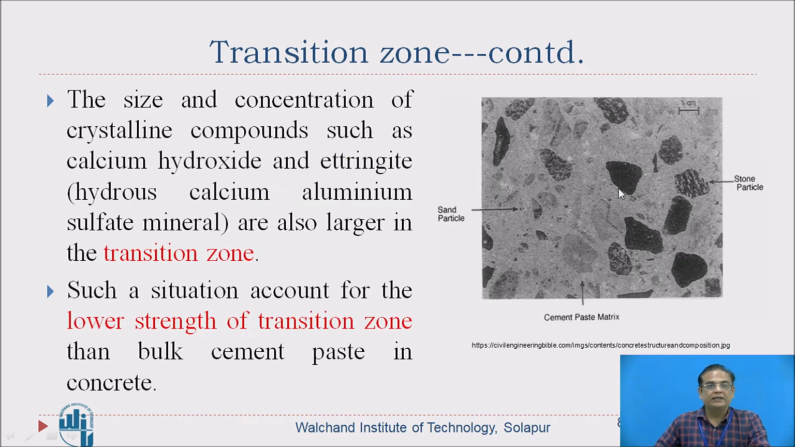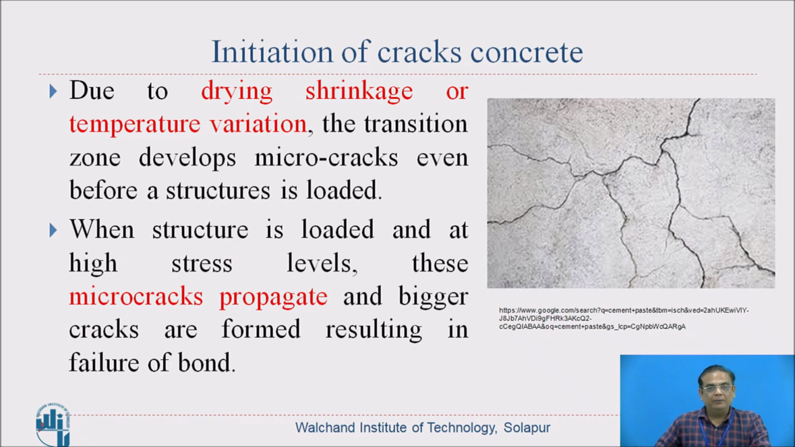The size and concentration of crystalline compounds such as calcium hydroxide and ettringite, which is hydrous calcium aluminate sulfate mineral, are also larger in the transition zone. Such a situation accounts for the lower strength of transition zone than bulk cement paste in concrete. So we know calcium hydroxide and ettringite, these are hampering the quality of concrete or cement paste. And remember students, the initiation of cracks takes place in this transition zone only.